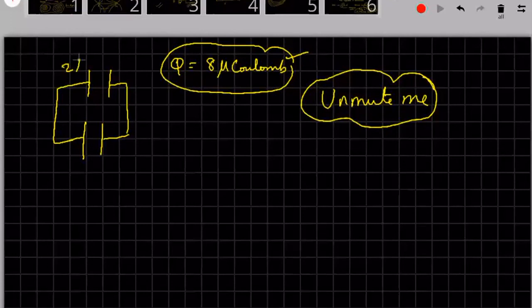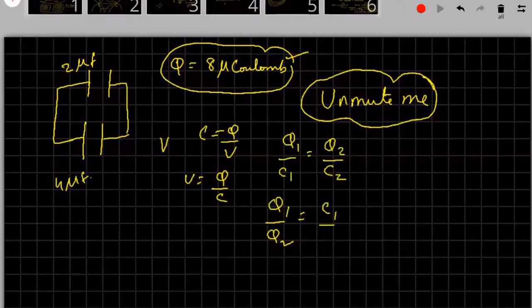So C is equal to Q by V. So V will become equal to Q by C. So Q1 by C1 is equal to Q2 by C2. So Q1 by Q2 is equal to C1 by C2. What is C1 by C2? C1 by C2 will become equal to 2 by 4, so 1 by 2. That means the charge will divide in the ratio 1 is to 2.